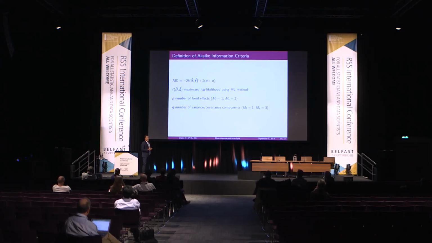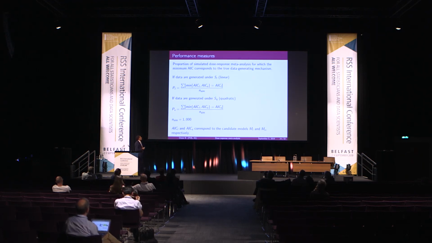And then the AIC standard definition: minus 2 times the maximized log likelihood plus 2 times the number of parameters. So P for the fixed effects and Q for the random effects. This is the definition of the Akaike information criterion. And then as performance measure, I look at the proportion of simulated dose response meta-analyses for which the minimum AIC corresponds to the true data generating mechanism. So PL, PS, 1,000 simulations, and let's see if you get the right response.